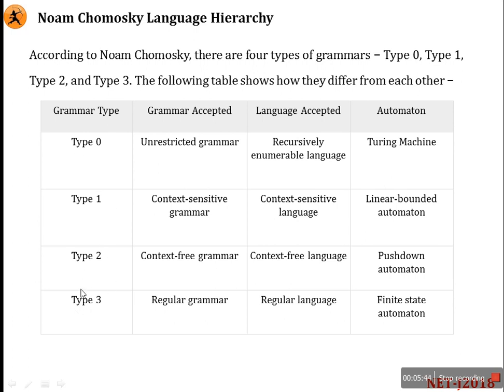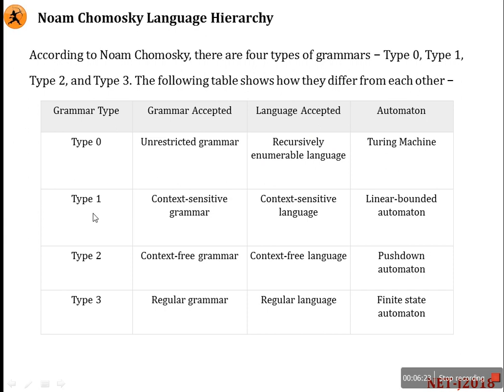There are type 0, type 1, type 2, type 3. There are four types of grammar. Here, type 0 grammar is the unrestricted grammar, means what, there is no restriction in this grammar. Usually we call this language recursive enumerable language. The Turing machine can read this language. Other than this, no other type of machine can read this recursive enumerable language or unrestricted grammar. Okay, this is type 0.